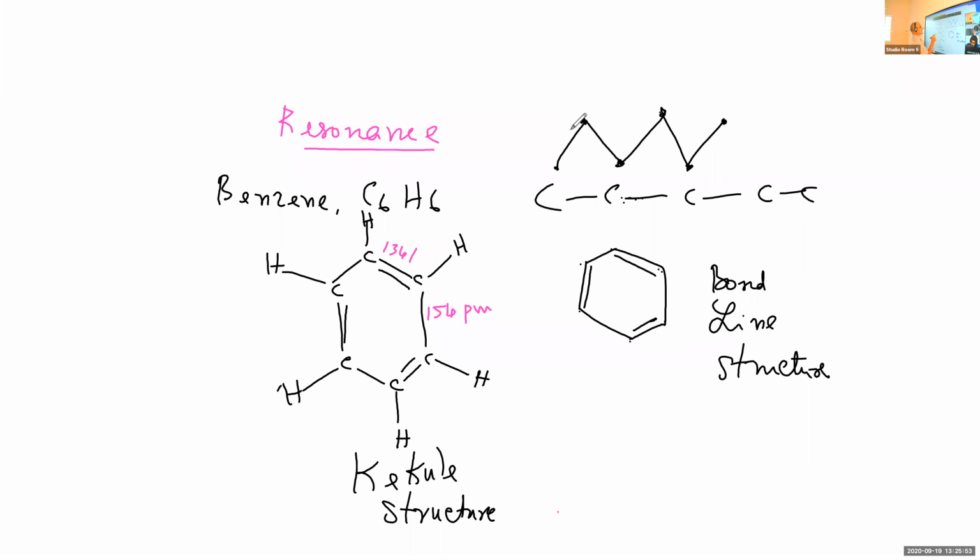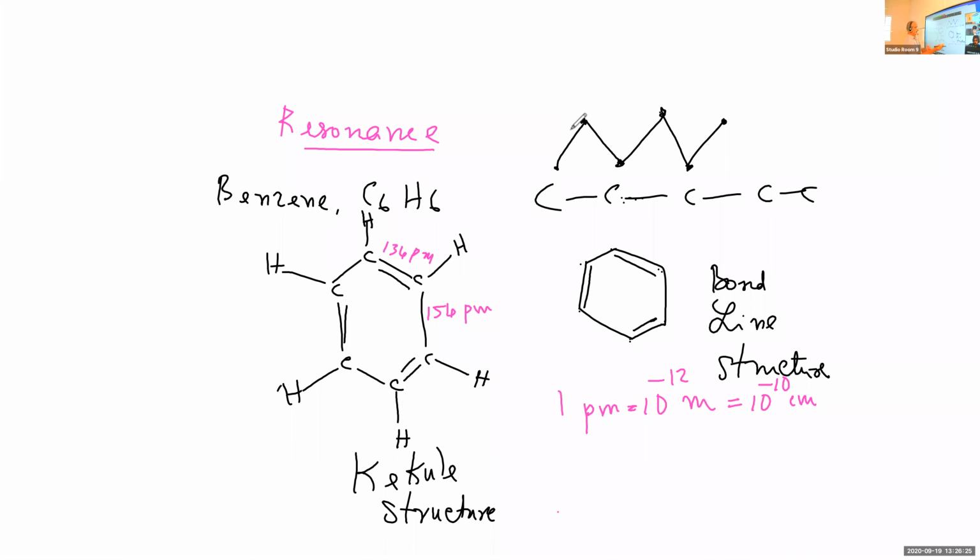134 picometer. You know what a picometer is? 1 picometer is equal to 10 raised to minus 12 meter. That is equal to 10 raised to minus 10 centimeter. That's equal to 1 picometer.